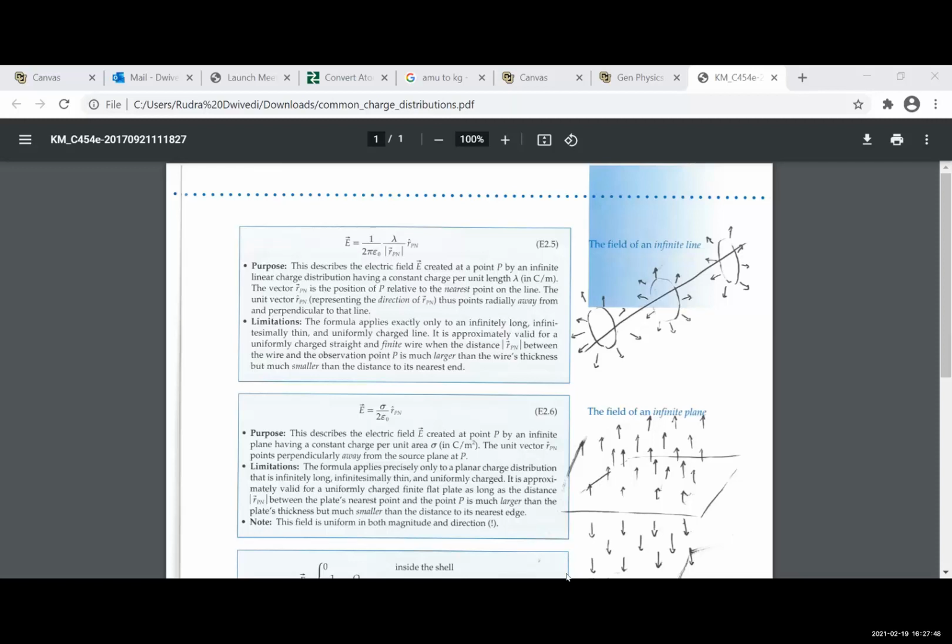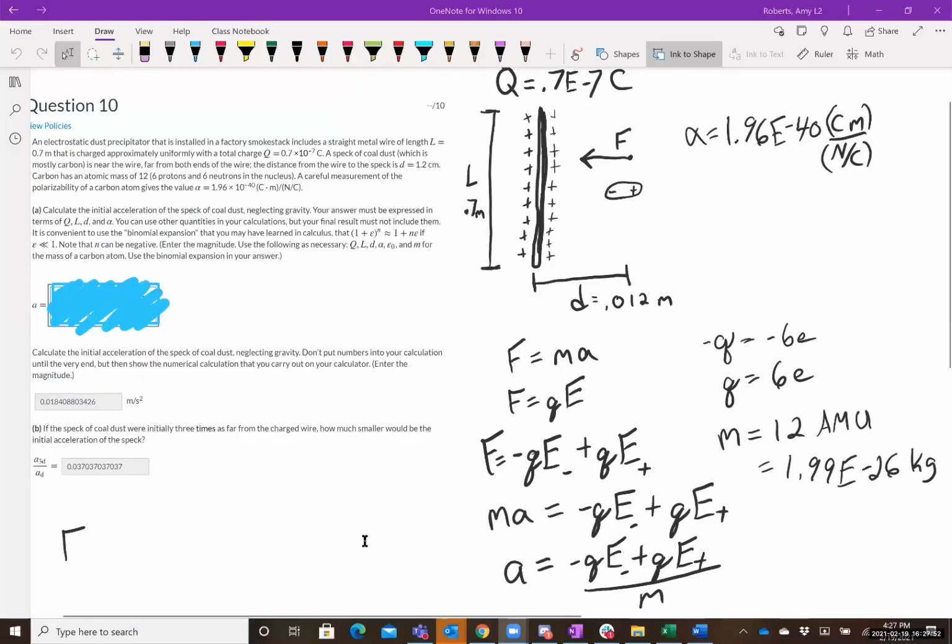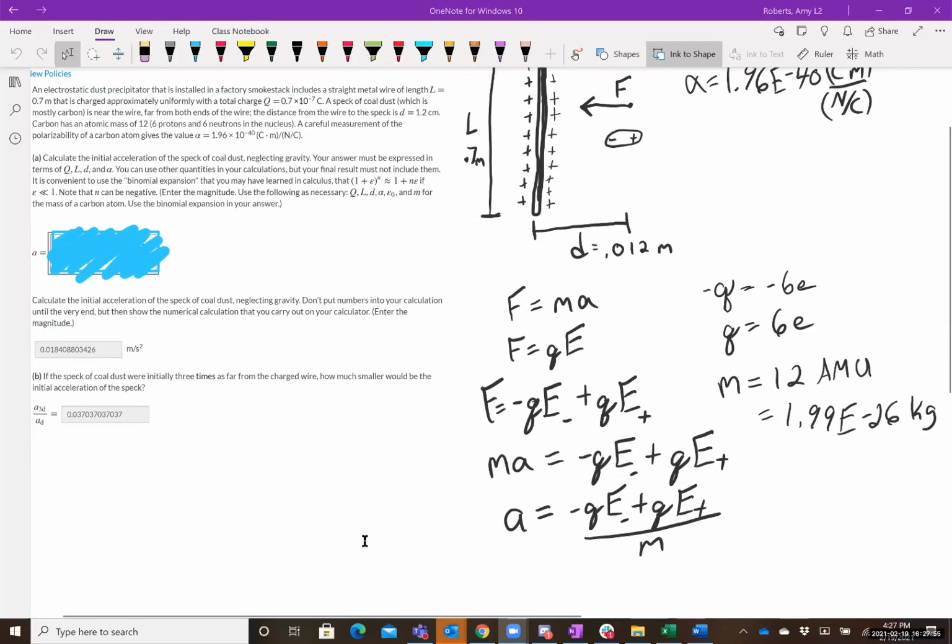Okay, but that's the equation we need to use. That tells us what we need to stick in for our E. Excellent. So let's write that equation down so we have it somewhere to refer back to. Can we just write down E due to a long wire equals? Yeah, and then we can figure out what E plus and E minus are specifically. Let me move this real quick.